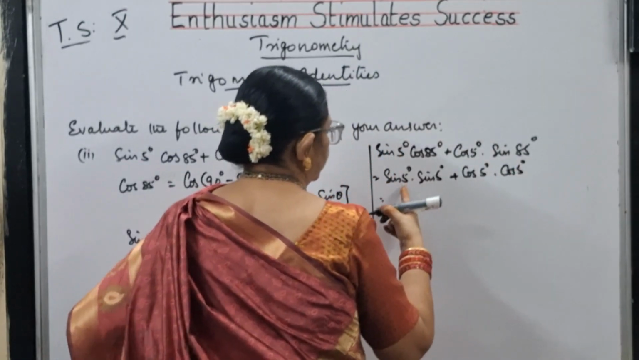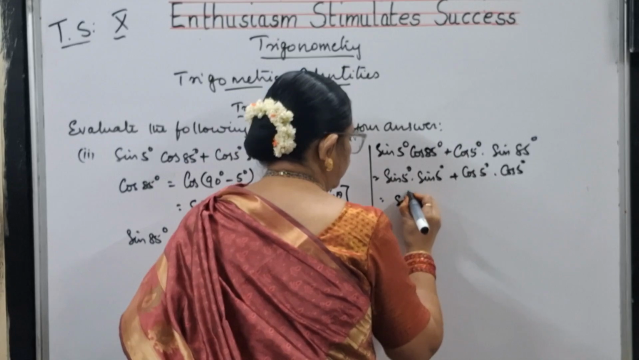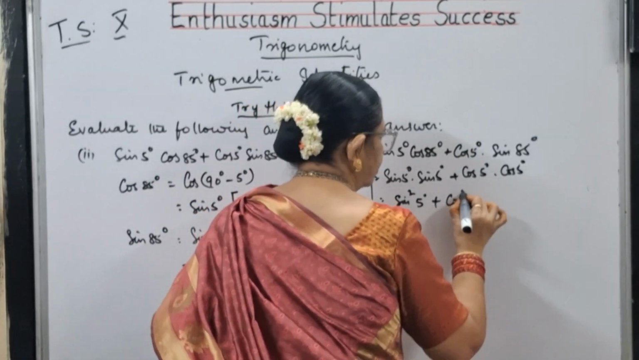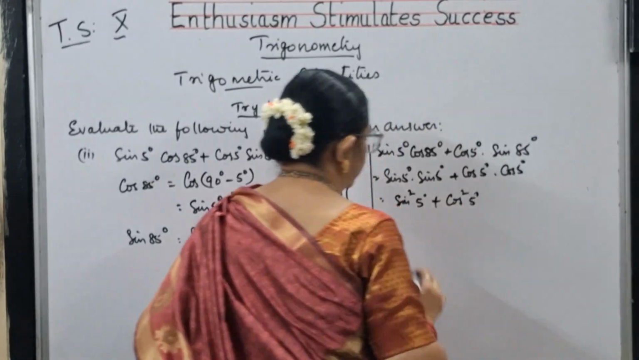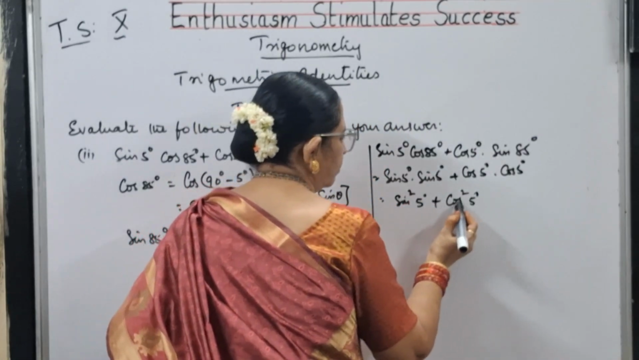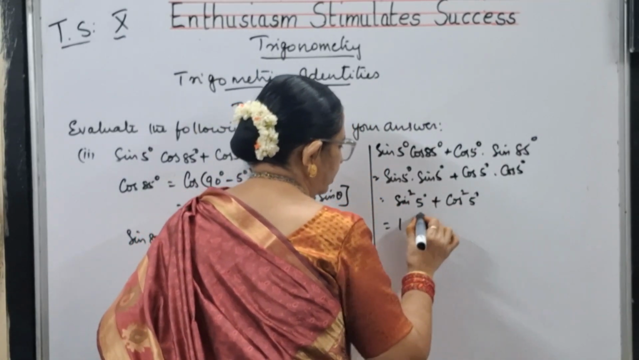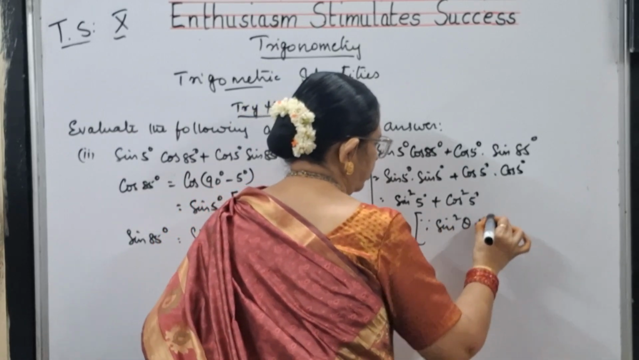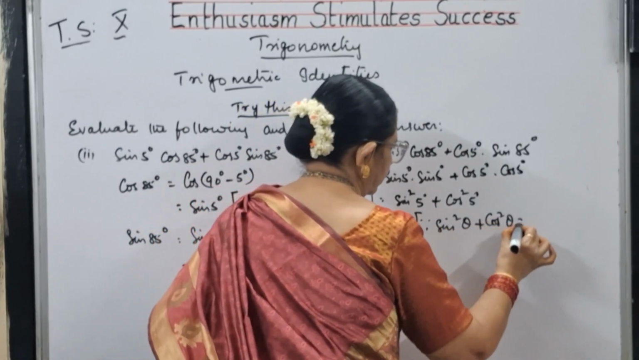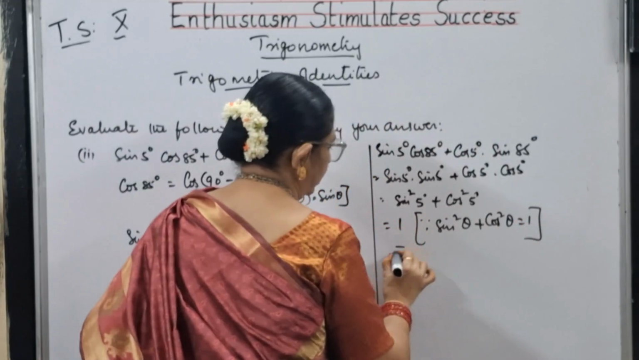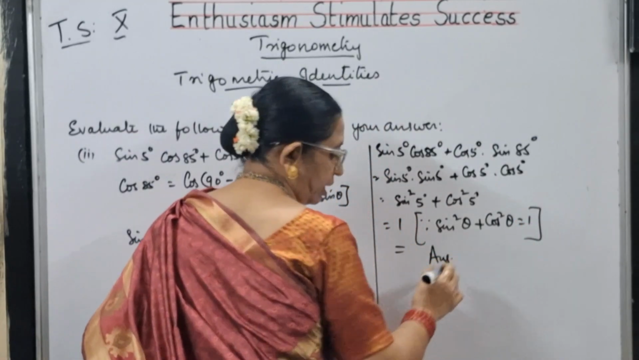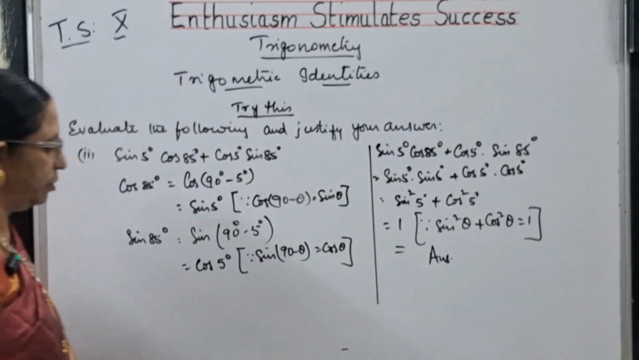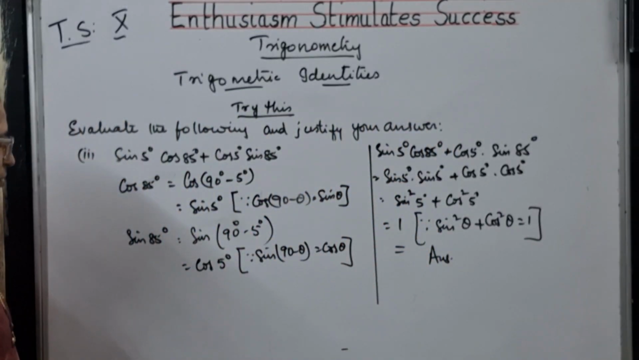That means this becomes sin square 5 degrees plus cos square 5 degrees. The reason is sin square theta plus cos square theta is equal to 1. By taking the identity, you are getting its value as 1. So this is the answer for the second bit, children. Please note it down.